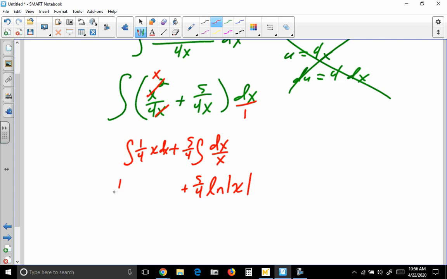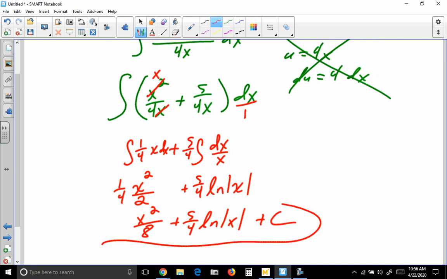For this one, 1/4 is a coefficient. The integral of x is x to the second power over 2. So that gives us x squared over 8 plus 5/4 natural log absolute value of x plus c.